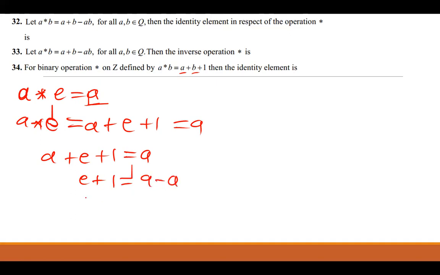So this will be 0. I'm going to have E plus 1 is equal to 0. So I'll take this 1 to the other side. The identity element will simply be -1. So the identity element for this expression is simply -1. All right, let's quickly move on to the next question.